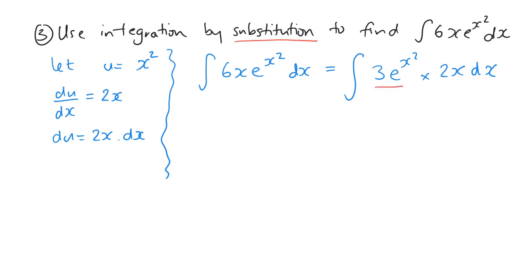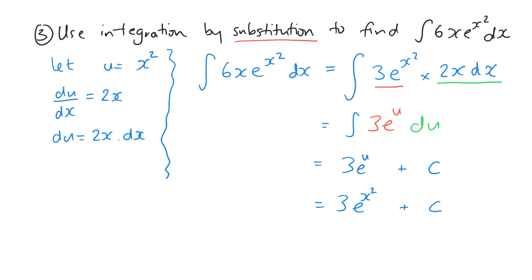So this part here, we can change to 3 e to the power of u, and this part here, we can change to du. So that's what we're integrating. We're integrating 3 e to the u with respect to u. Integrate 3 e to the u, you get 3 e to the u plus c, and then change the u back into x, which is 3 e to the x squared plus c.